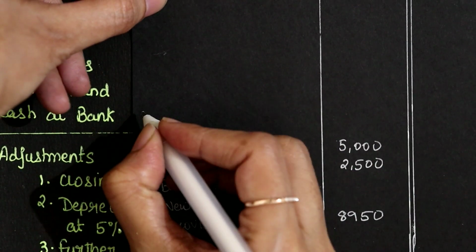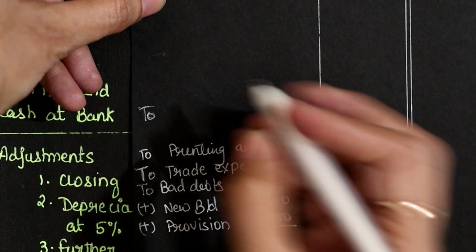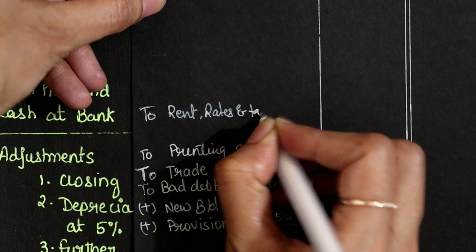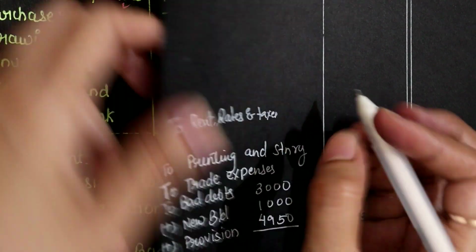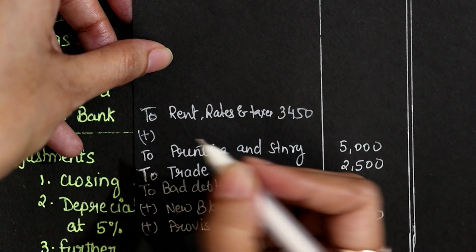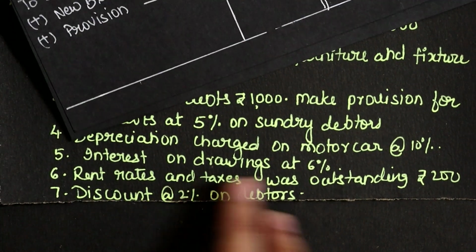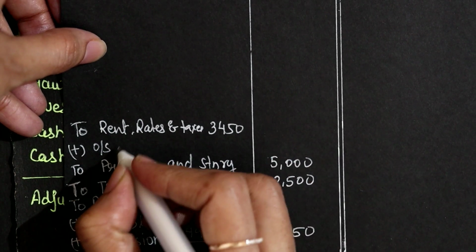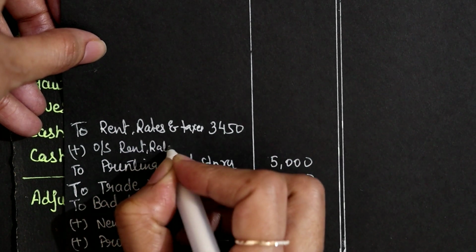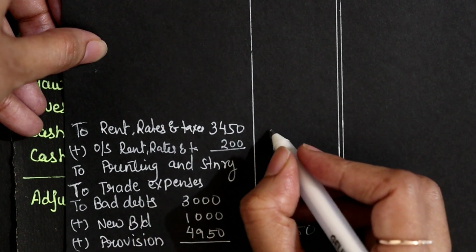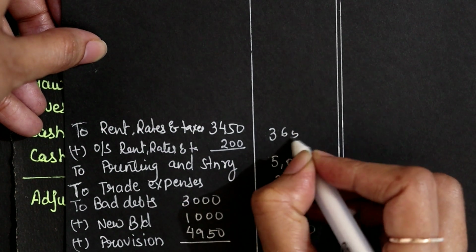Rent, rates and taxes have adjustment, so we will write rent, rates and taxes 3,450, and it's outstanding. 200 rupees is outstanding as given in the adjustment. So as you can see, rent, rates and taxes was outstanding 200. So we will add the outstanding rent, rates and taxes 200. So the total comes out to 3650.